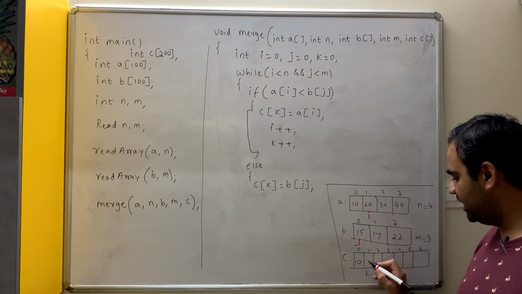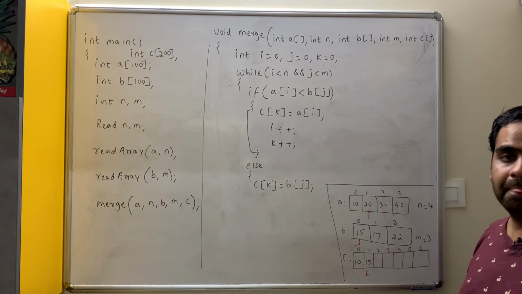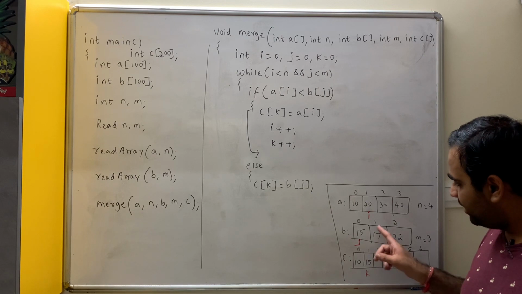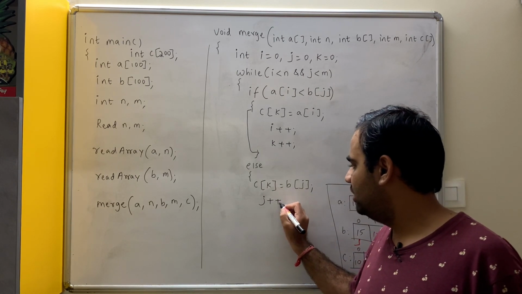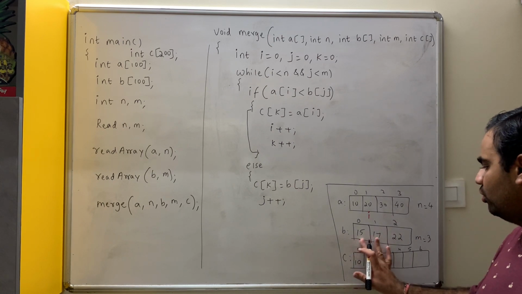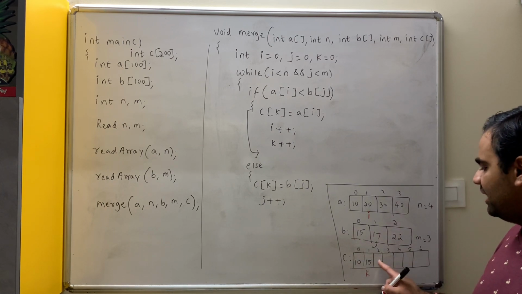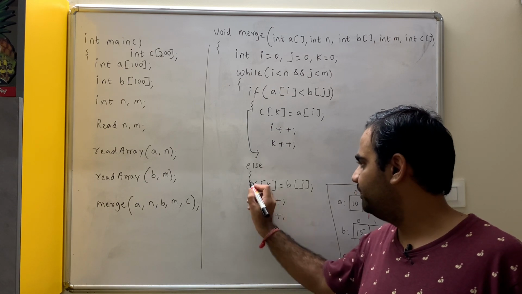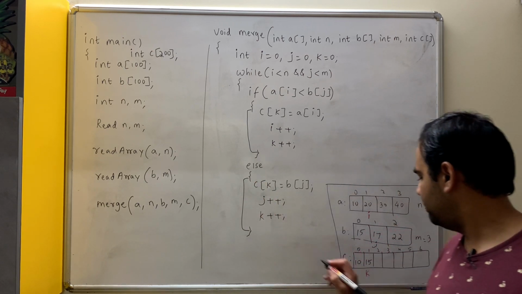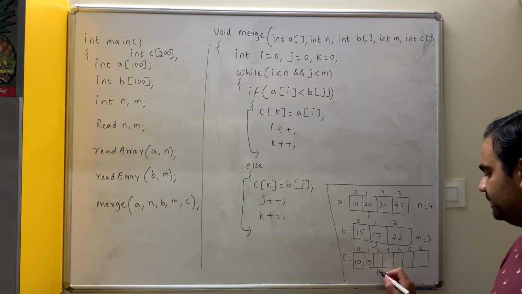Now what is B of j? B of j is 15. Next time you want to compare 17 and 20. Therefore we say j plus plus. Now the value of j will also get to 1. And I want to write at index 2. Hence we say k plus plus. The value of k is also 2.